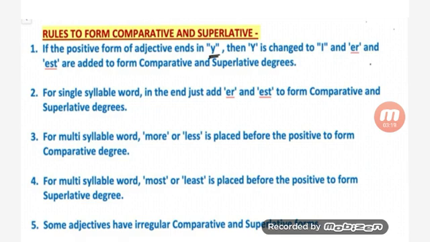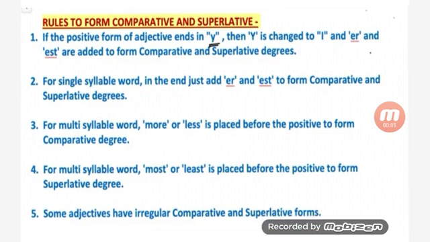Next is for single syllable words: in the end, just add er and est to form the comparative and superlative degree. It means when the positive form is of one syllable and a single consonant is at the end, then the last consonant doubles before adding er and est. It means the word has a single syllable. We use er in the comparative degree and est in the superlative degree. For example, fat. Can you break the word? No. So this word has a single syllable, and we add er in the comparative degree and est in the superlative degree. So the word is fat, fatter and fattest.